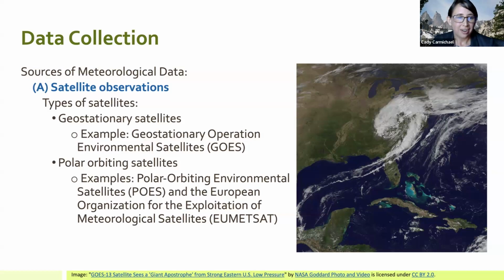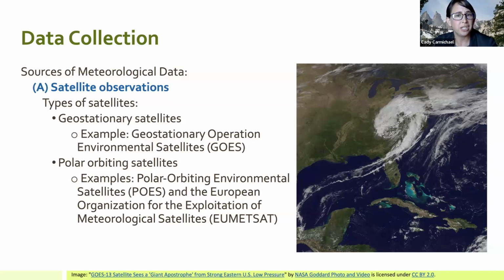The next point there, so the other type of satellite are known as polar orbiting satellites. These collect data as they pass over the Earth, and they provide global coverage and detailed atmospheric profiles. There are a couple examples that I mentioned there. The first one is NOAA's Polar Orbiting Environmental Satellites, also known as POES. And then also the European Organization for Exploitation of Meteorological Satellites, or EUMETSAT, is the European counterpart. And these two systems actually work together.